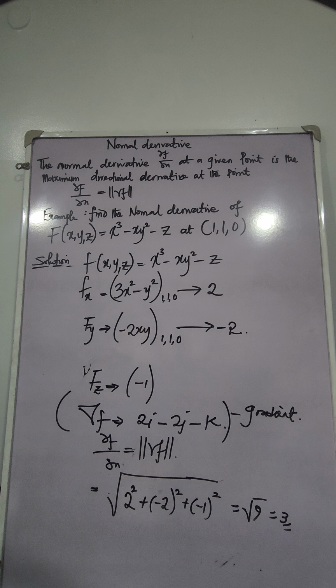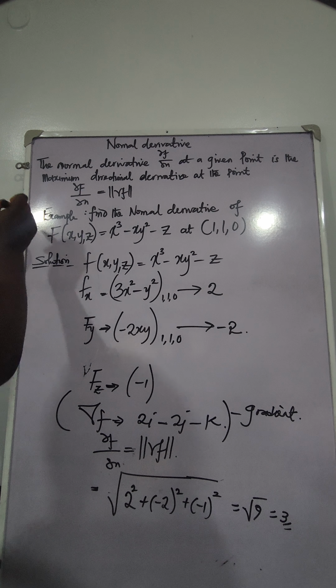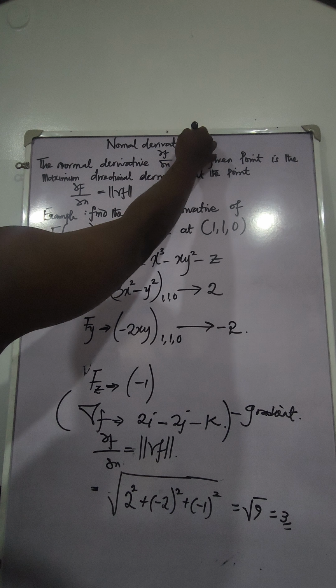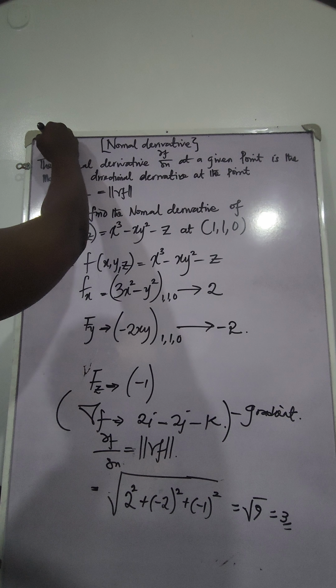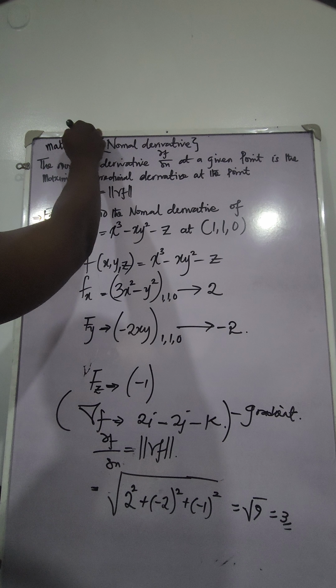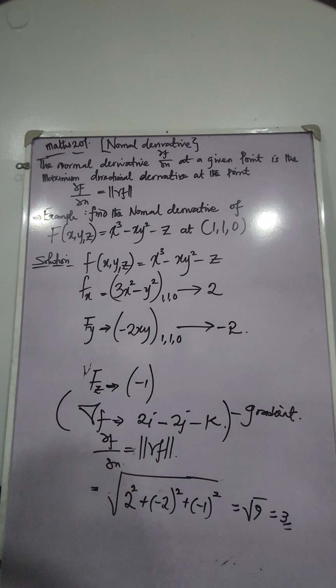So when we say you want to find the normal derivative of a function, here's an example. Mind you, we are operating Math 201. So how do we find the normal derivative of a function? The first step is to find the gradient. And when we find the gradient, we just find the magnitude. It's as simple as that.